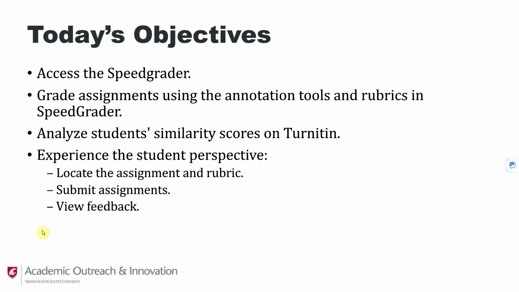Today's objectives are for you to be able to access the SpeedGrader, to know how to grade assignments using the annotations tools and rubrics features available within the SpeedGrader, to be able to analyze student similarity scores using Turnitin, and then to look at the student perspective. So see how it looks for a student to be able to access their grades and feedback.